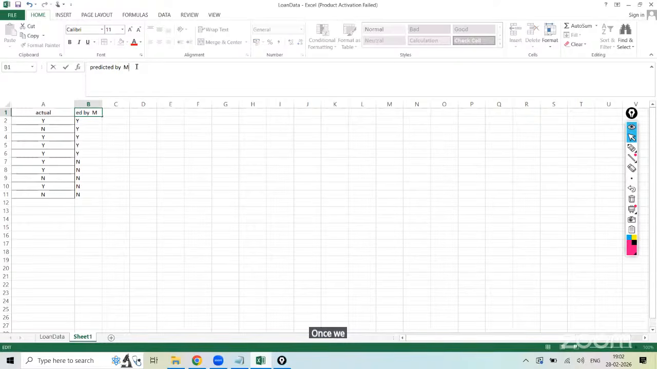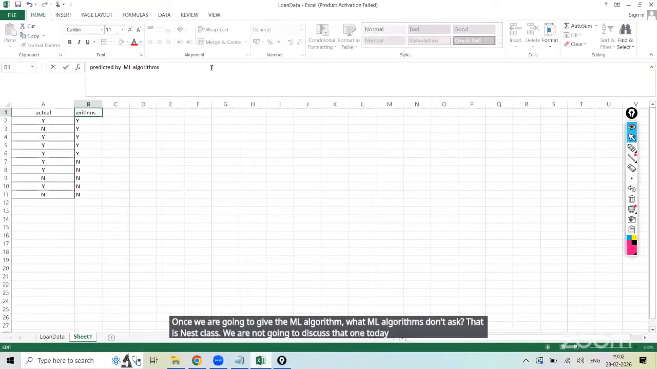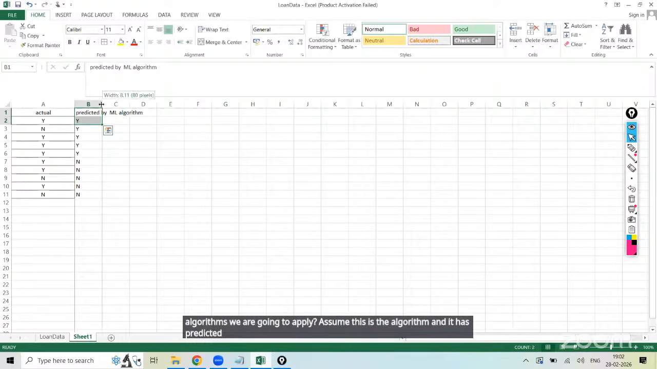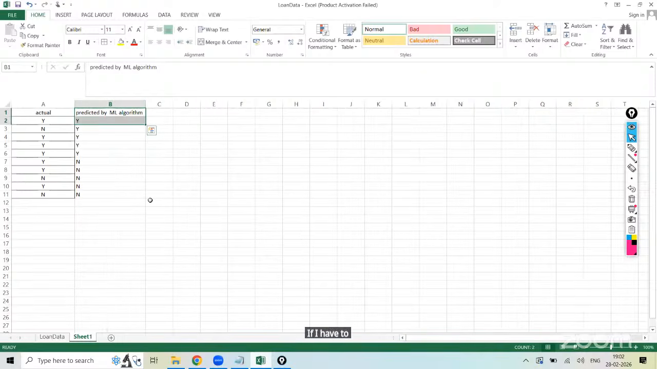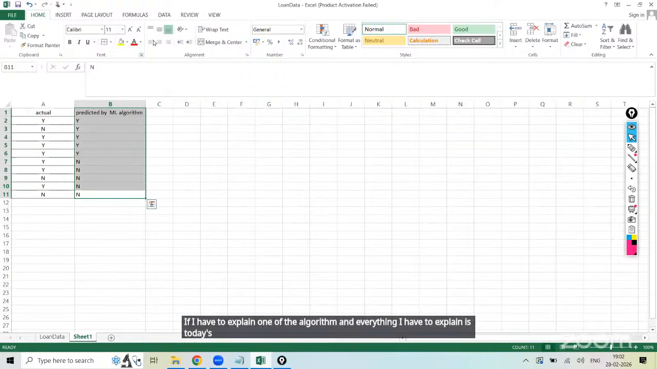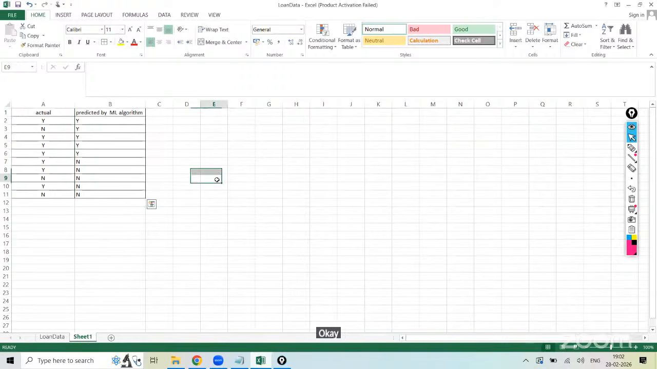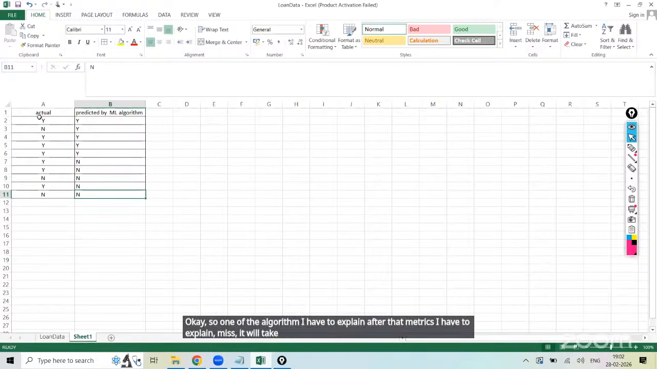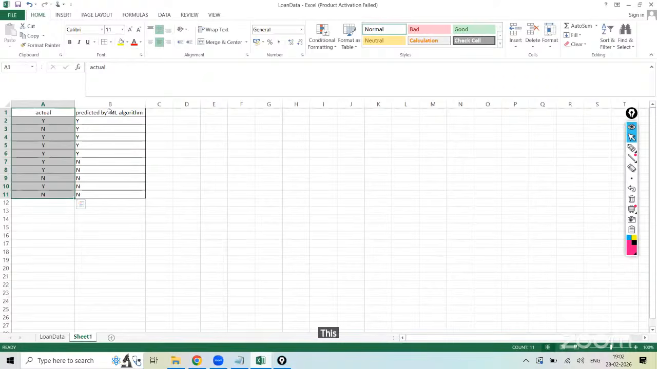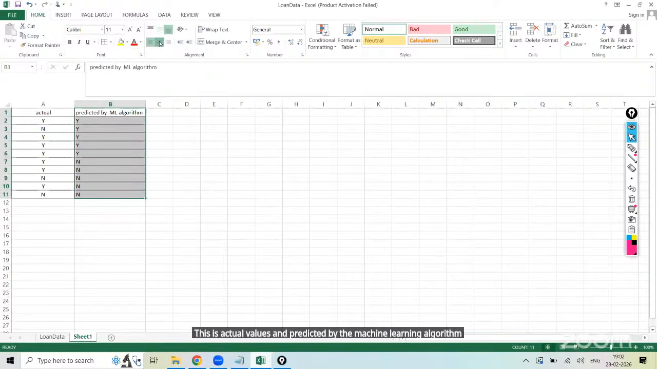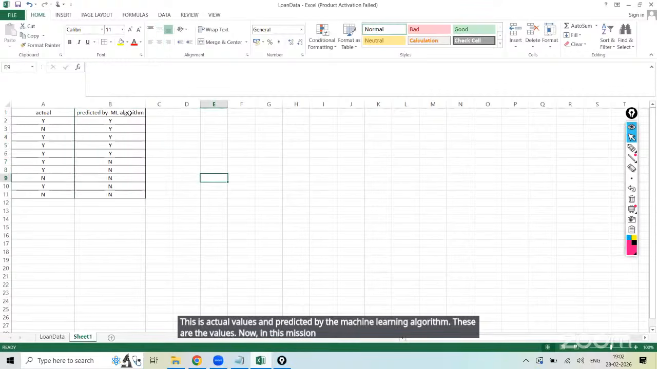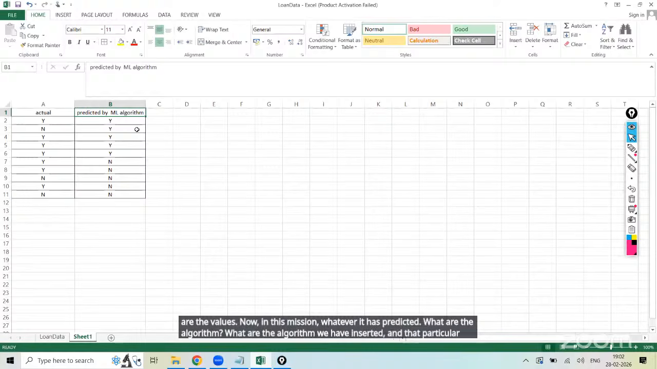Once we give it to the ML algorithm, what ML algorithms, don't ask, that is next class. We are not going to discuss that one today. Assume this is the algorithm and it has predicted in this way. If I have to explain one of the algorithms and everything, today's class itself will take a 4 to 5 hour session. So one algorithm I have to explain, and after that the metrics, it will take time. Now assume that these are the actual values and the values predicted by the machine learning algorithm. The algorithm we have inserted has given the output like this.